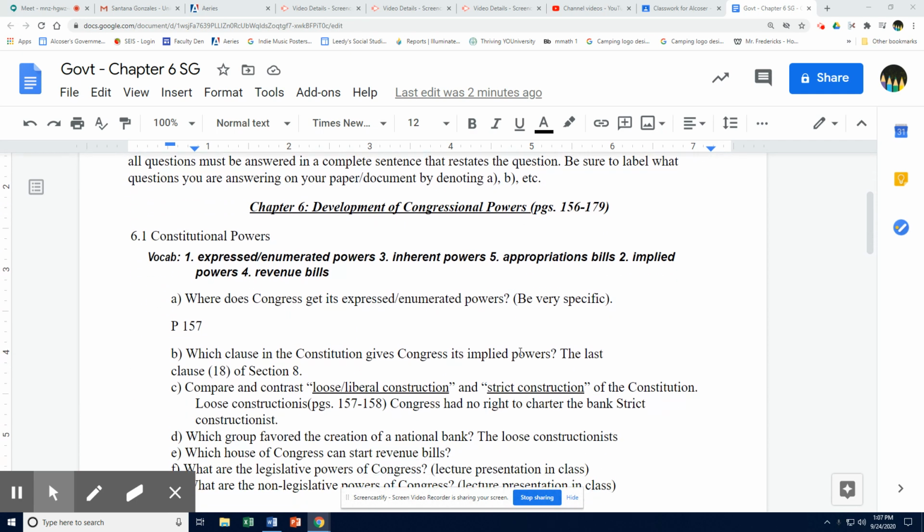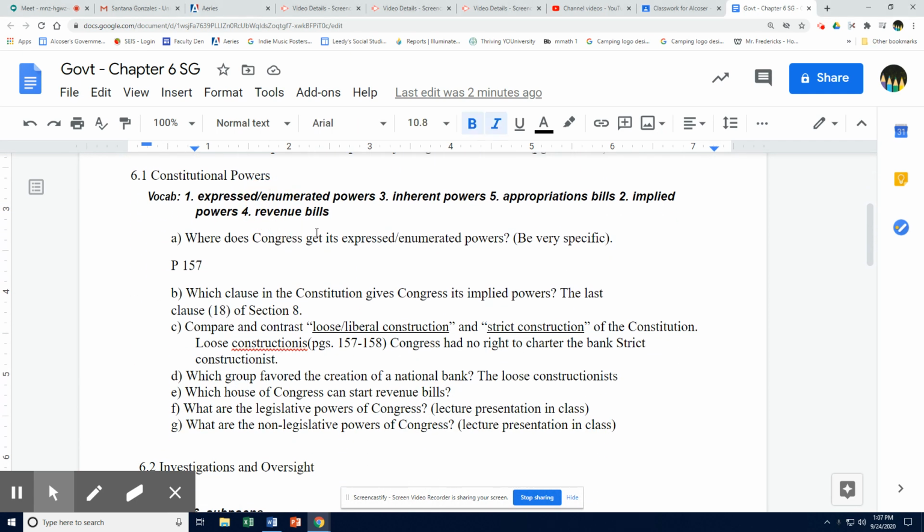Okay, this is chapter 6. These are your terms. I'm not going to go over them because they're bold in your book. Where does Congress get its express enumerated powers? Look at the bottom of page 157. It is Article 1, Section 8, clauses 1 through 18. These express powers of Congress are sometimes called the enumerated powers. So it's right there at the bottom, first column of 157.